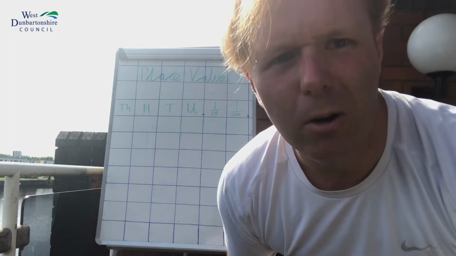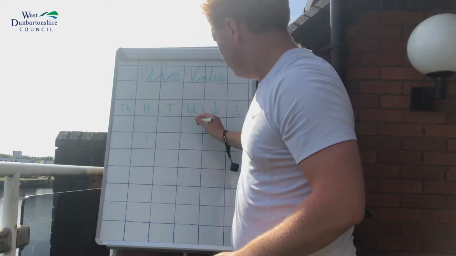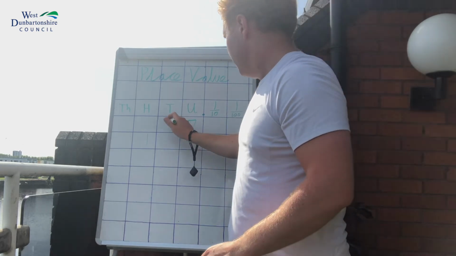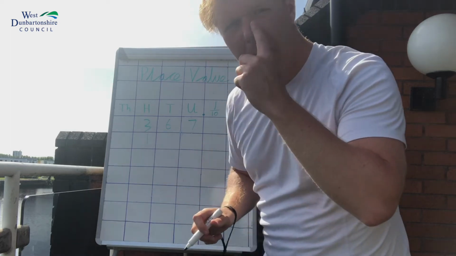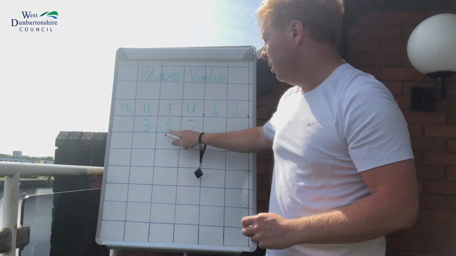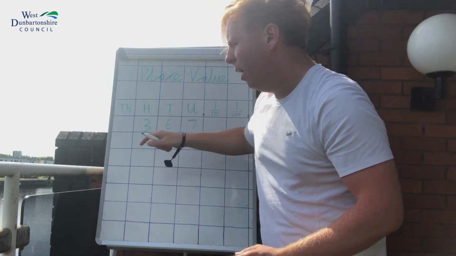So we're going to start off, I'm going to just write a wee number. I'm going to start in my units. I've got 7 units there. I've got 6 there. And I've got 3 there. But I've said that incorrectly. So actually what I've got is 7 units. I've got 6 tens, also known as 60, and I've got 300 there.